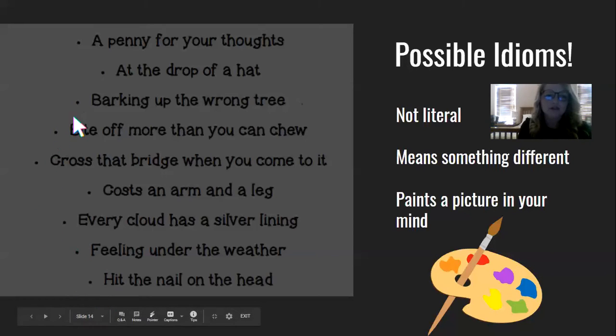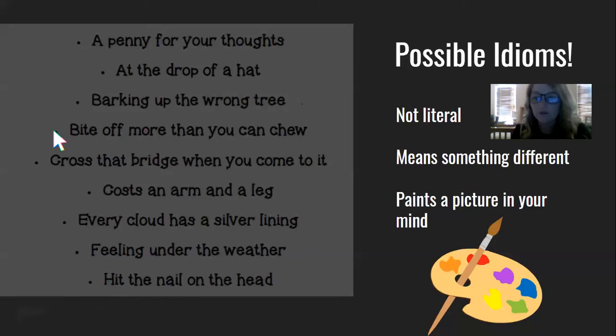So let's just see here. Bite off more than you can chew. That's a common one too. So when you say, wow, she bit off more than she could chew, what does that mean? It means, could you imagine taking a big old bite and you can't chew it all? It's all in your mouth and your mouth is full. You can't talk. Basically it's saying you took on too much.